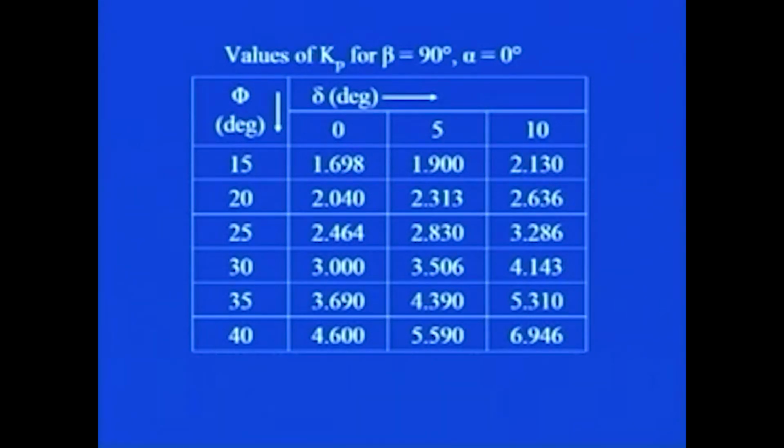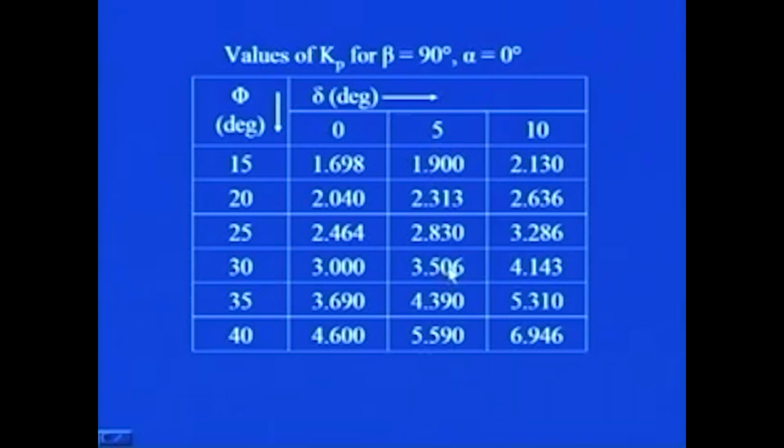So, you see, for beta equal to 90 and alpha equal to 0 degree, that is, the back face of the wall is vertical, and for horizontal backfill, if you take any typical value of delta and value of phi, you can pick the corresponding value of Kp. You see here, for delta equal to 0, 5, 10 and phi varying here. Now, it may happen that you do not arrive at any value of phi which is mentioned over here. Let us say that you come across a phi value of, let us say, 32 degree, and if delta is 5 degree, then how will you pick the value?